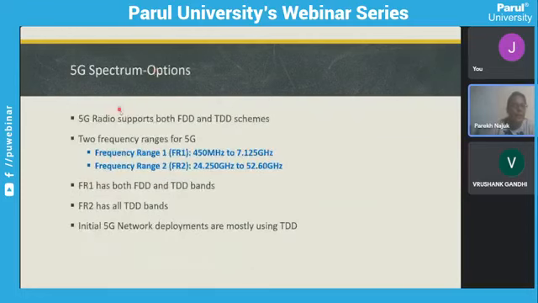So, 5G radio. It supports both types of duplexing, FDD as well as TDD. There are two frequency ranges, as I have told you, FR1 and FR2. FR1 is like 450 megahertz to 7.125 gigahertz, and FR2 is 24 to 52 gigahertz. FR1 supports both FDD and TDD, and FR2 supports the TDD bands.